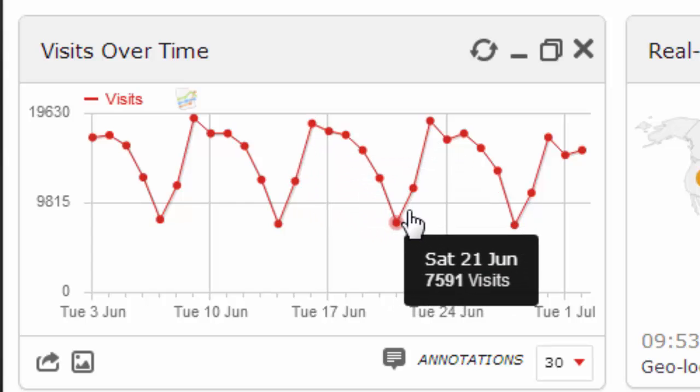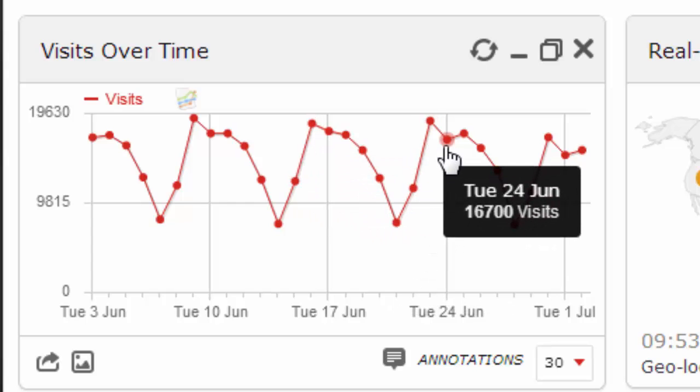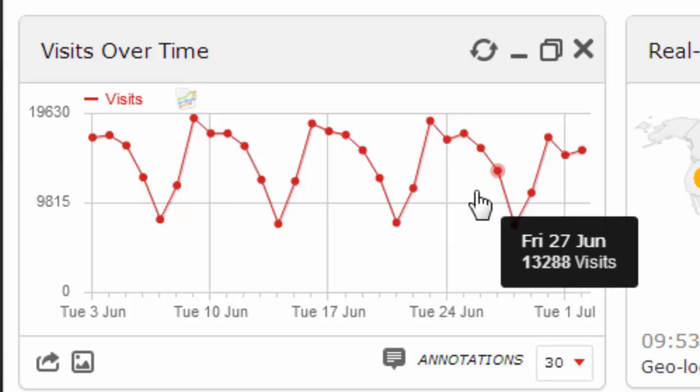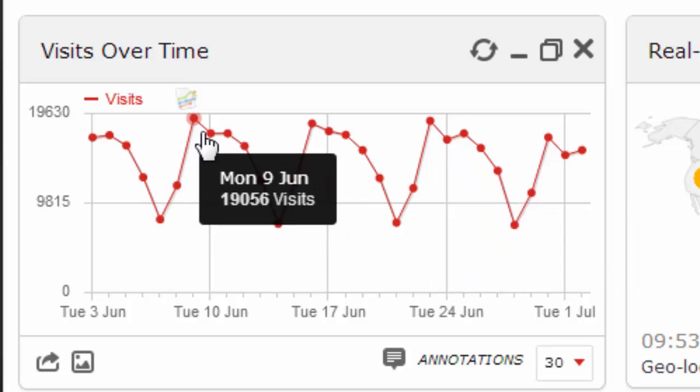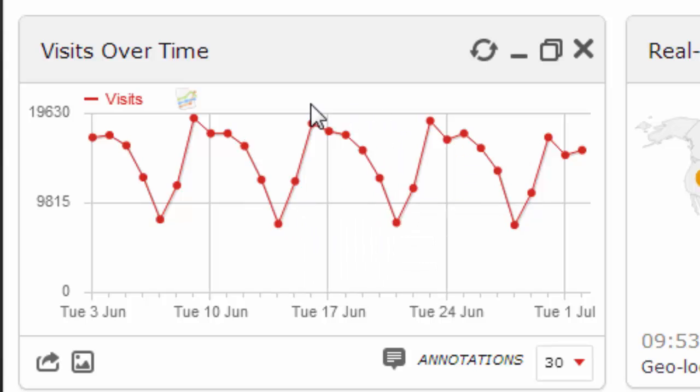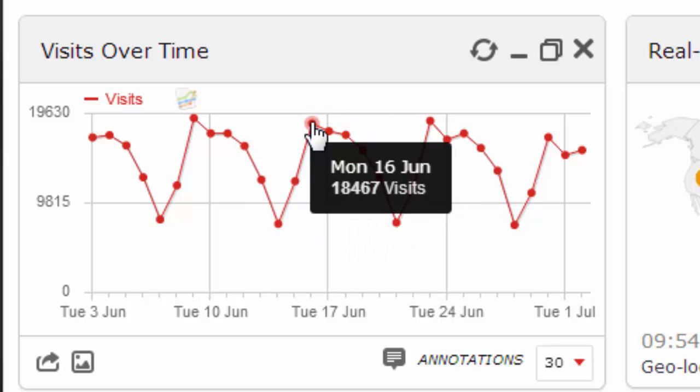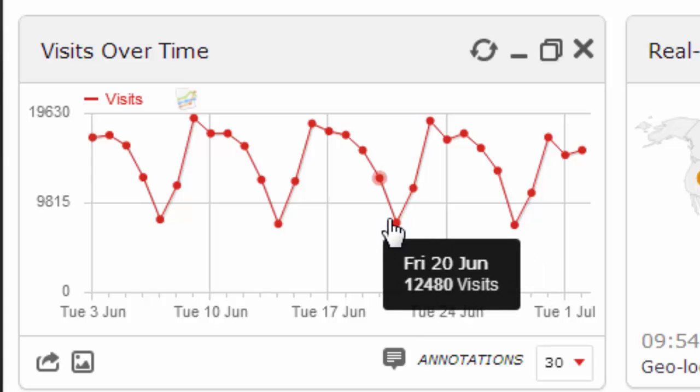This is great for us for planning and determining when we're going to put in for patching, maintenance windows, or doing upgrades. Here you can see we have a regular pattern with our users. Monday is normally the highest day in the week. Saturday is normally the lowest.